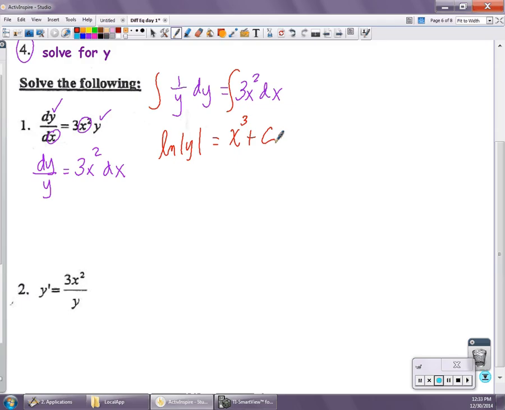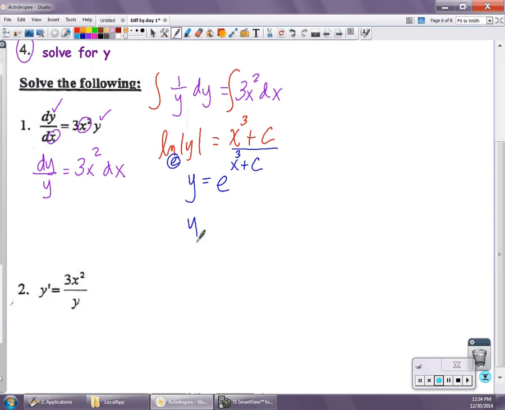To solve for y, remember that there is an understood base of e for ln. I'm going to take this out of log form and into exponential form. So I'm going to have e raised to this power. So I have y equal to e raised to the x cubed plus c. You may be wondering where the absolute value went. Well, e raised to a power is always a positive value, so I don't have to worry about the absolute value anymore. Now, let's take that a little bit further using more algebra.